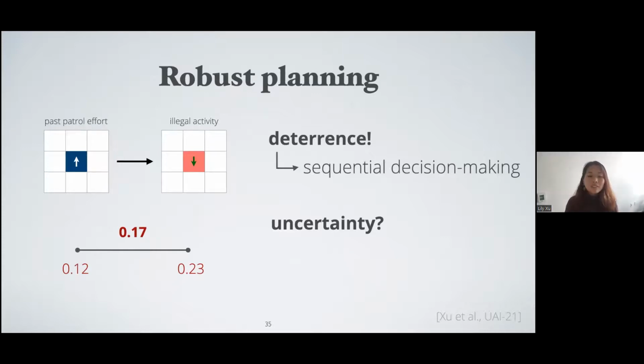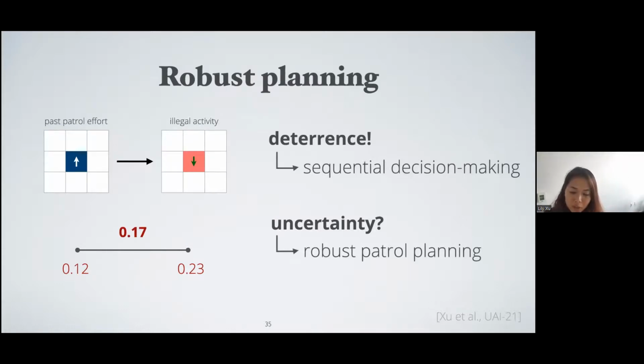So what we want to do is sequential decision-making with respect to that uncertainty about the environment, which necessitates robust planning. And to do so, we introduced in our paper at UAI 2021 a framework, MIRROR, which enables robust decision-making using reinforcement learning with respect to the minimax regret criterion.